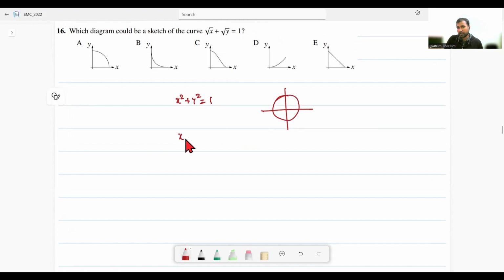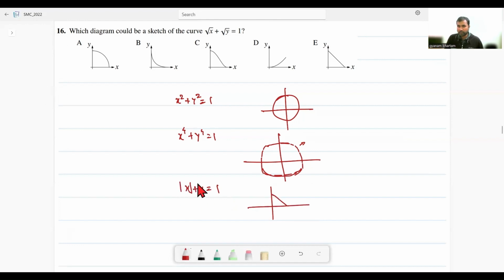If you go with x cube plus y cube, or if you increase the power, that is x to the power 4 plus y to the power 4 equal to 1, this is how it will look. It will become more outward. It will just try to push the curve outside. And if you go x plus y, now it's going to be inside.